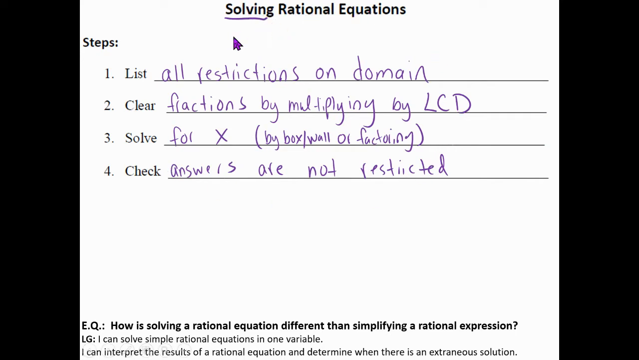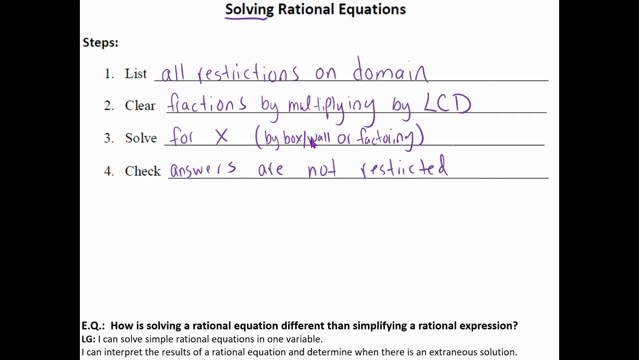So here are the steps. The first step is like what we just did in those examples. You're going to list all the restrictions on the domain. Step 2 is going to be clear the fractions by multiplying by the lowest common denominator. And the third step is to solve for x. If you had me freshman year, I called it box and wall.